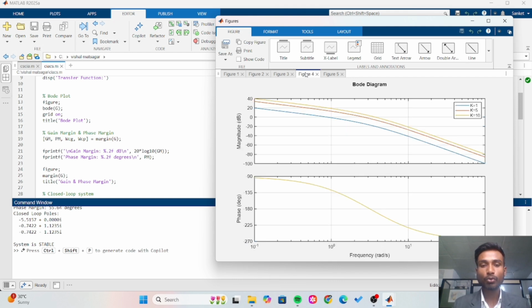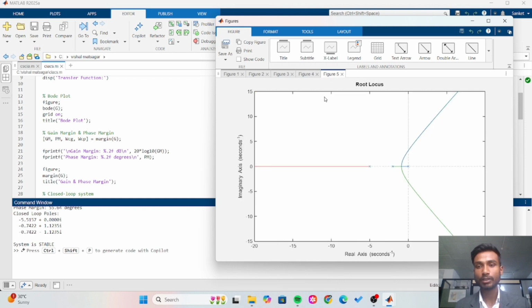In this Bode diagram, you will see the study of parameter variation where gain is changed, like K = 1, K = 5, K = 10. In this Bode plot, the magnitude shifts upward with the increase in gain. Phase margin remains unchanged. This shows that increasing gain reduces stability margins. The effect of this gain change we will see in the root locus also.